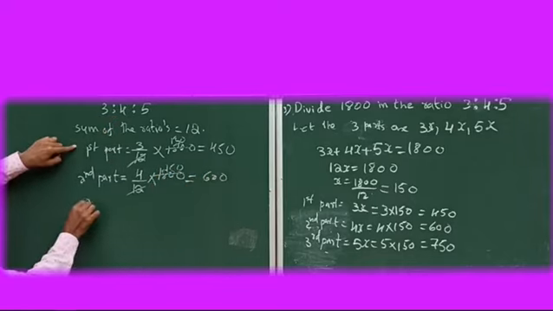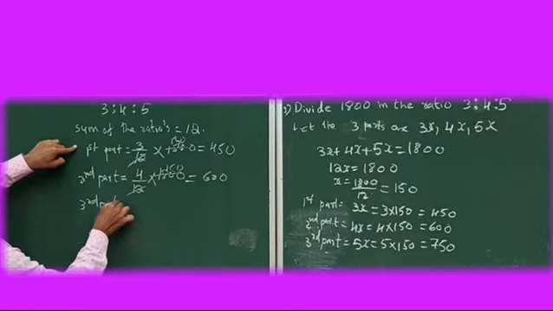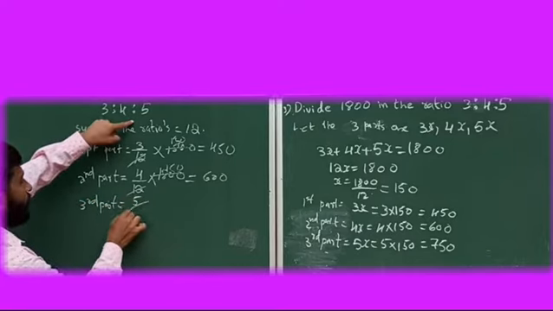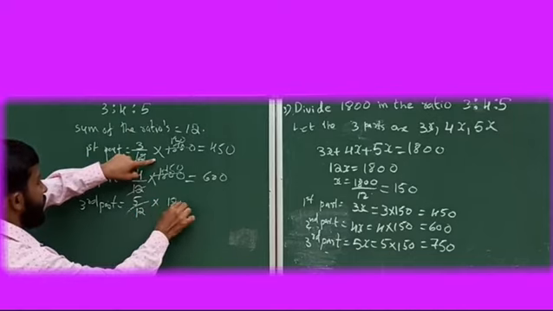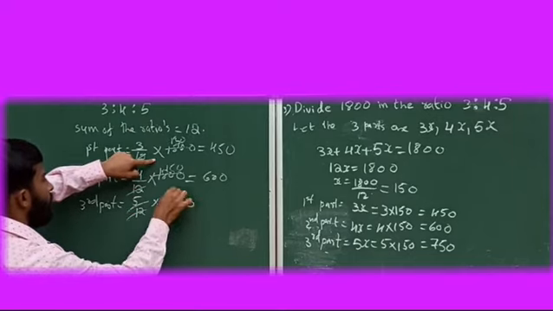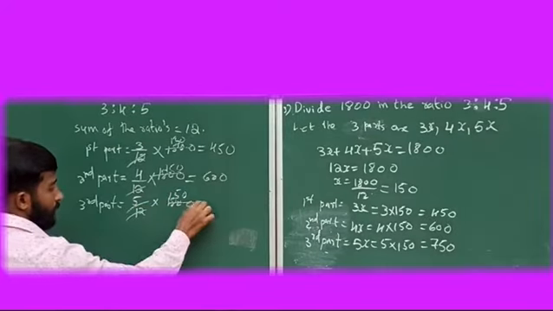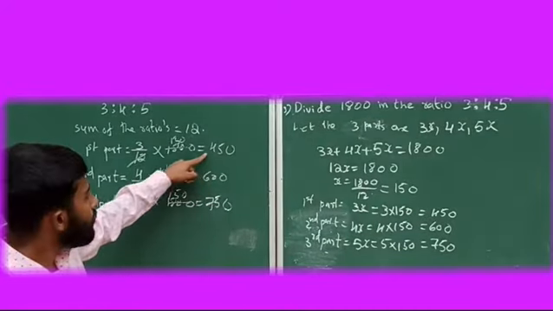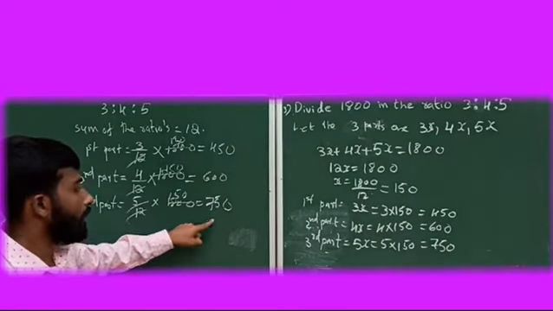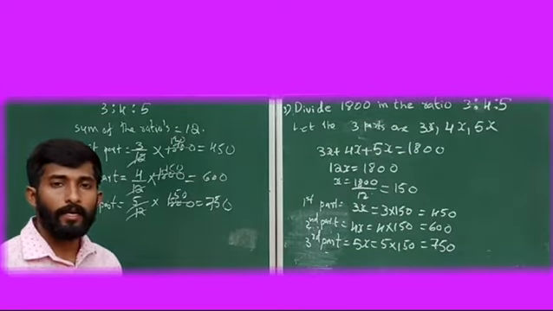This third part is equal to the third part, 5 out of how much? Out of 12 of the amount 1800. Here 150 into 5, it's equal to 750. Again see, you are getting the same answer, 450, 600 and 750. You can follow any method.